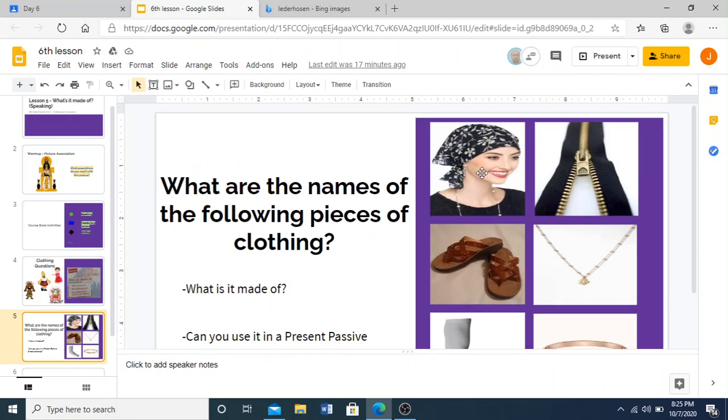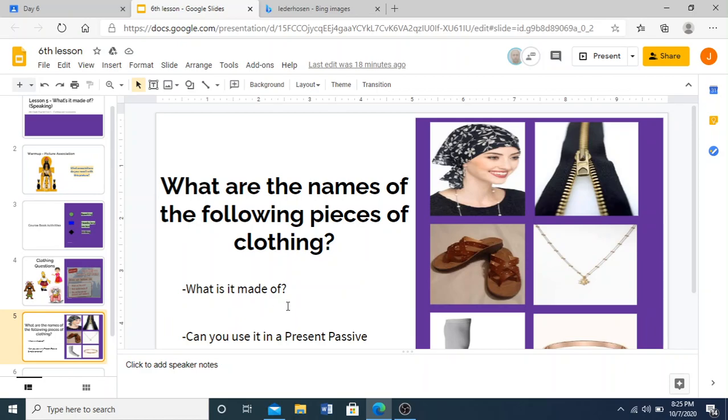Yes, so back to this picture right here, you can see that she's wearing something on her head and she's wearing a shirt. So this can also be called a bandana. So she's wearing a bandana and a shirt. Okay, so I think we can work with that.